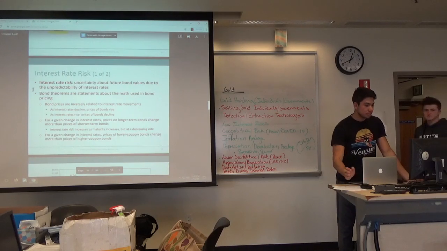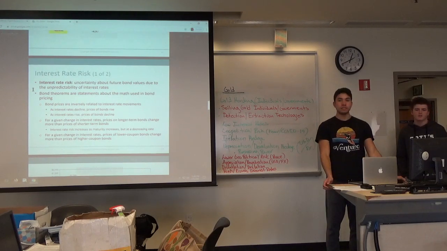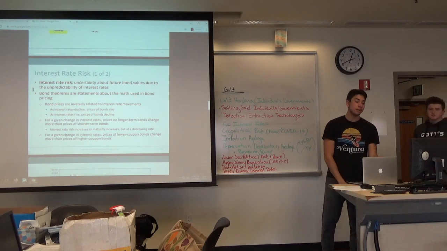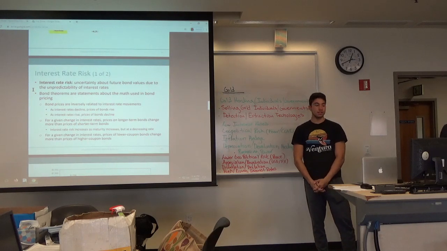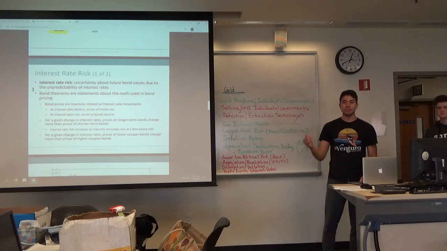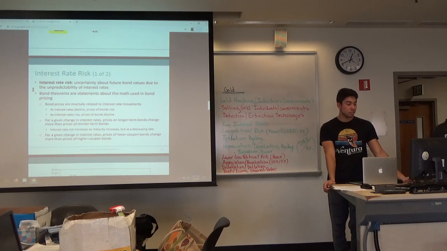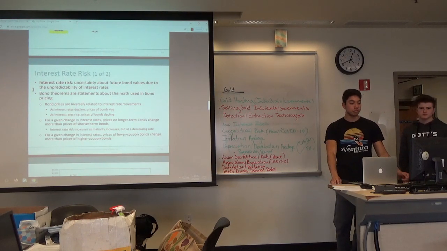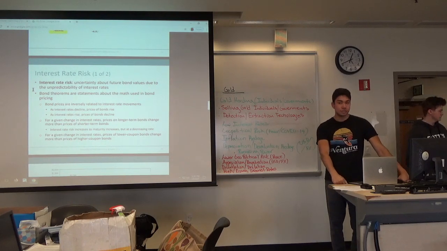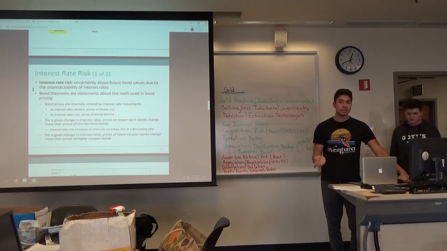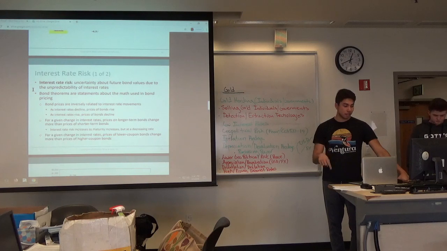So interest rate risk is uncertainty about future bond values due to the unpredictability of interest rates, which would be like right now, these interest rates are going down. Bond theorems are statements about the math used in bond pricing. So bond prices are inversely related to interest rate movements. As interest rates decline, bond prices rise, and as interest rates rise, bond prices decline.